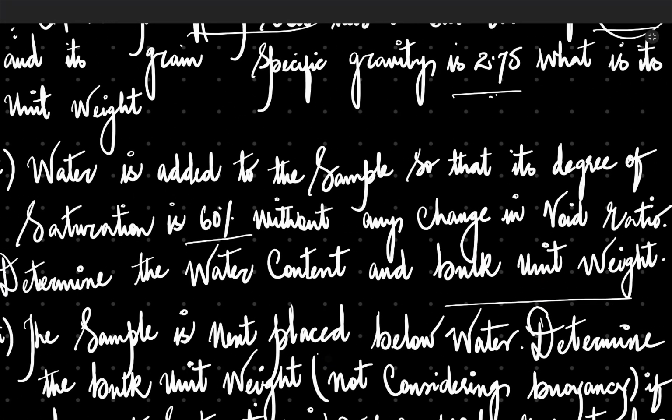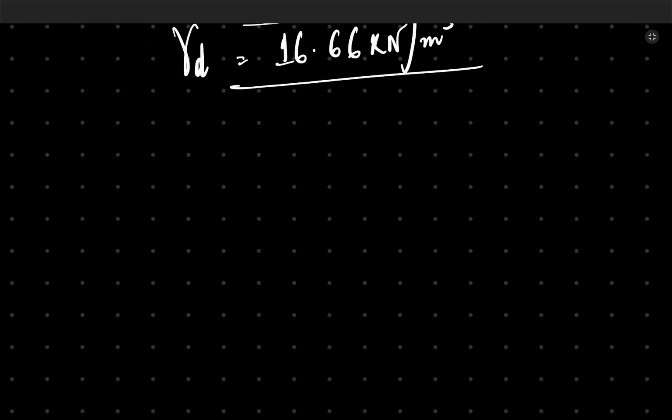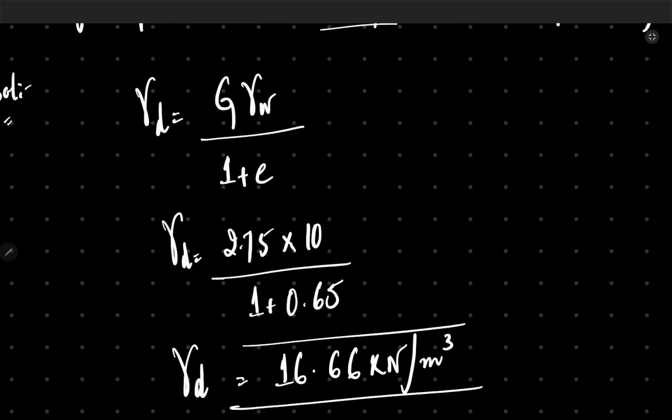Next thing, it says water is added to the sample so that its degree of saturation is 60% without any change in void ratio. Determine the water content and the bulk unit weight. Now water is added to the sample. It was dry first. Now water has been added to it so that its degree of saturation is 60% without making any changes in its void ratio. Now we have to determine the water content and bulk unit weight. All right. So this is part second of the question. Here degree of saturation is 60%.